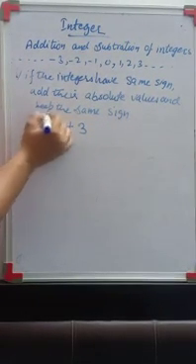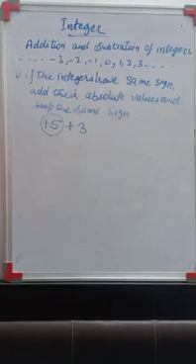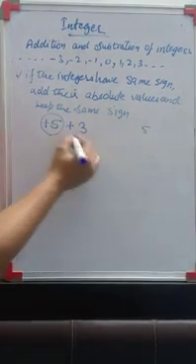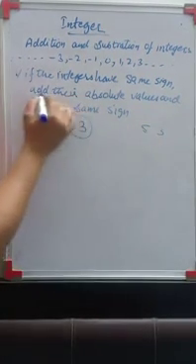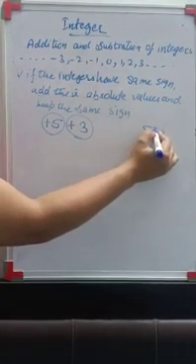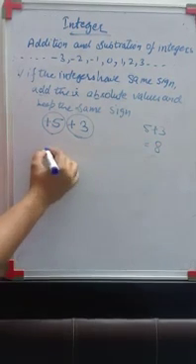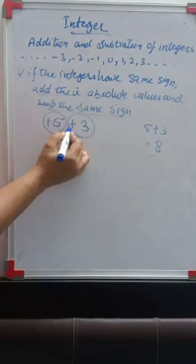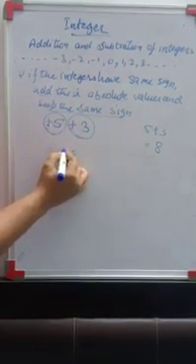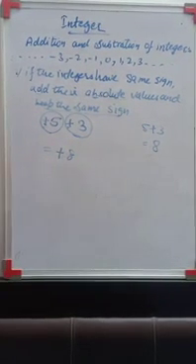For plus 5, what is its absolute value? 5. For plus 3, what is its absolute value? 3. So add their absolute values. 5 plus 3, how much? 8, and keep the same sign. What is the same sign over here? Plus. So the result will be plus 8.